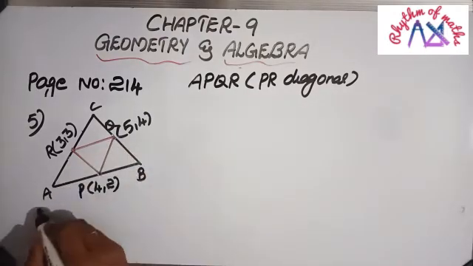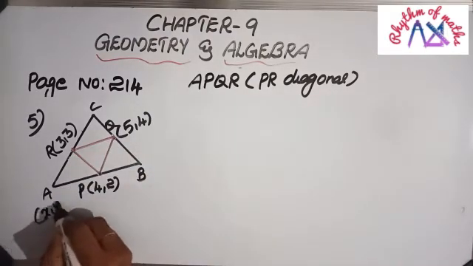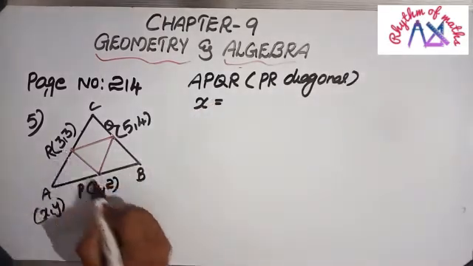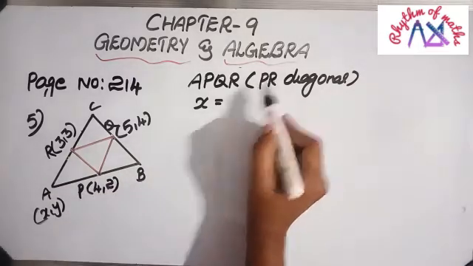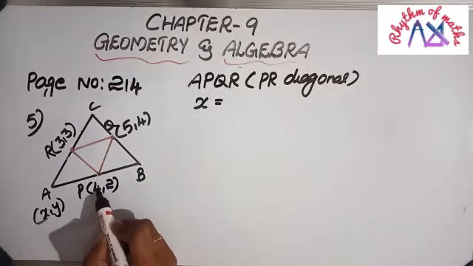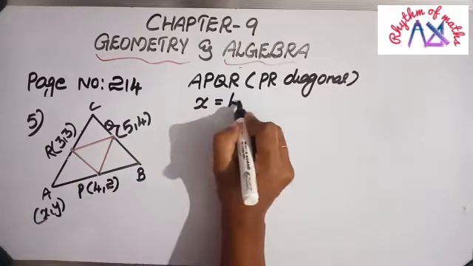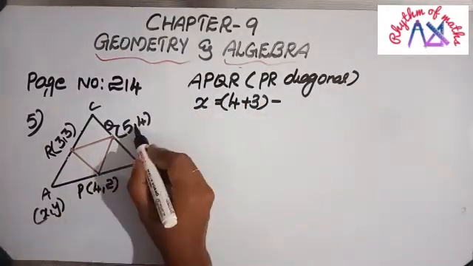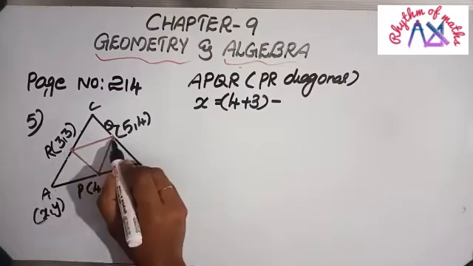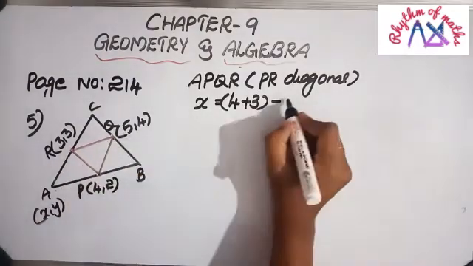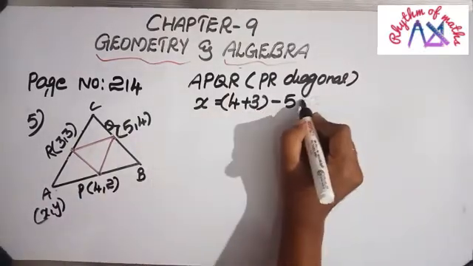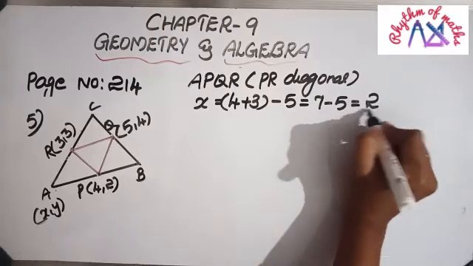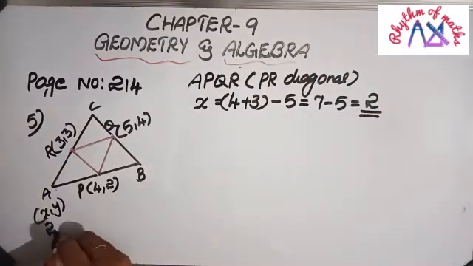In order to find the x coordinate of A, what we will do? Sum of x coordinates in the diagonal, that is diagonal PR. So 4 plus 3 minus the corner. In APQR the corner is Q, where x is 5. So 4 plus 3, 7. 7 minus 5, answer is 2. So the x coordinate will be 2.